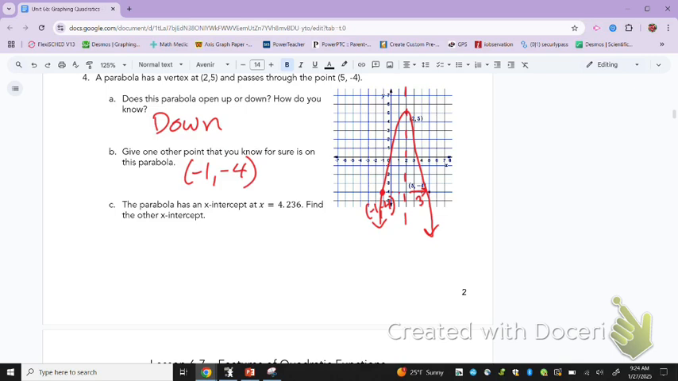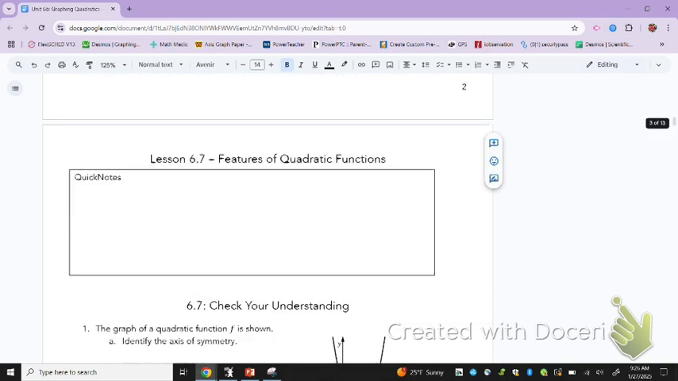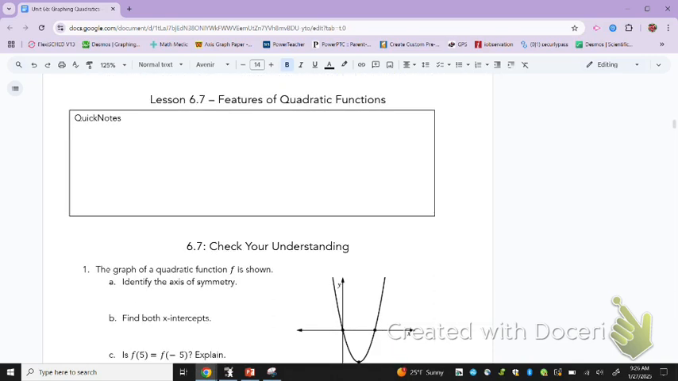Okay, hopefully you talked through these problems with a partner or someone near you. You can check your work. We're going to move on to the quick notes here. All right, so the key features of quadratic functions. We're going to talk about a graph. Make a sketch of a parabola.